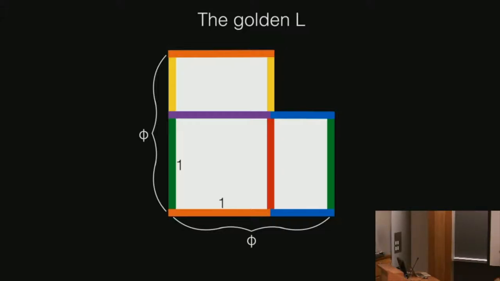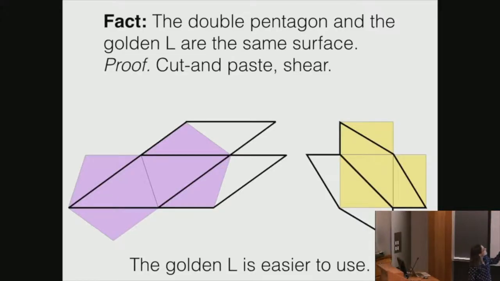And the reason that we're using it is because you can cut and paste the double pentagon into the golden L. This is the mind-bending part of the talk. So you take this picture on the left, and in your mind, you go, and you get the picture on the right. Can you do it? You take the picture on the right, and you shear it to the right, and it will give you the picture on the left. Can you see it? No? Keep trying. Yeah, so if you shear one, you get the other. So the golden L is easier to use because it has right angles. So we're going to use that for our computations.